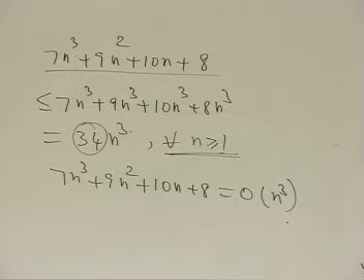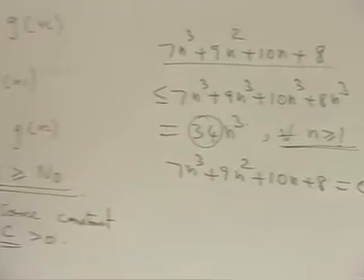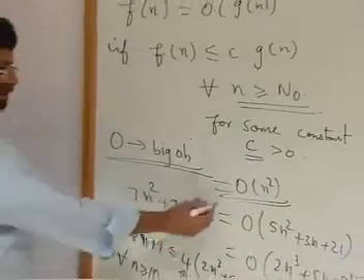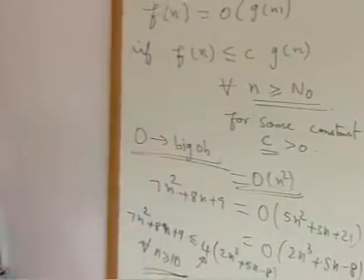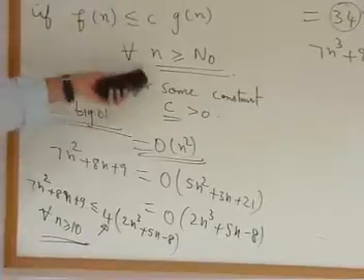Similarly, 7n square plus 8n plus 9, I can write less than or equal to 24n square. Therefore, I can write this as O of n square also. 7n square, this is also true. This is true, and this is true. Everything is true with respect to this definition.